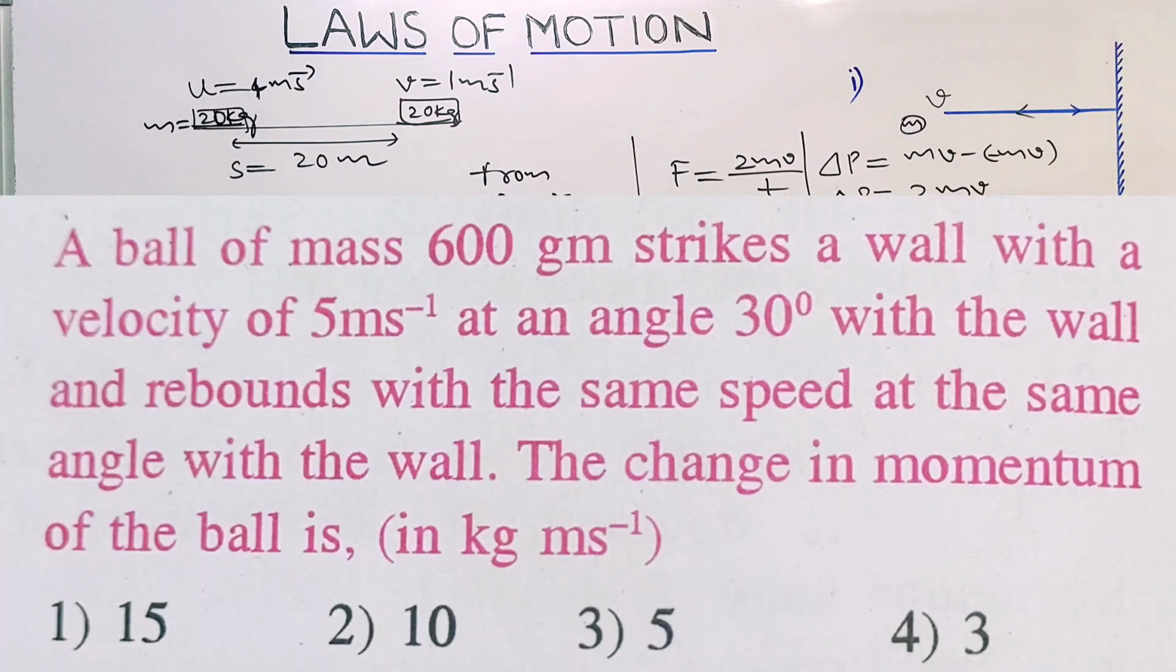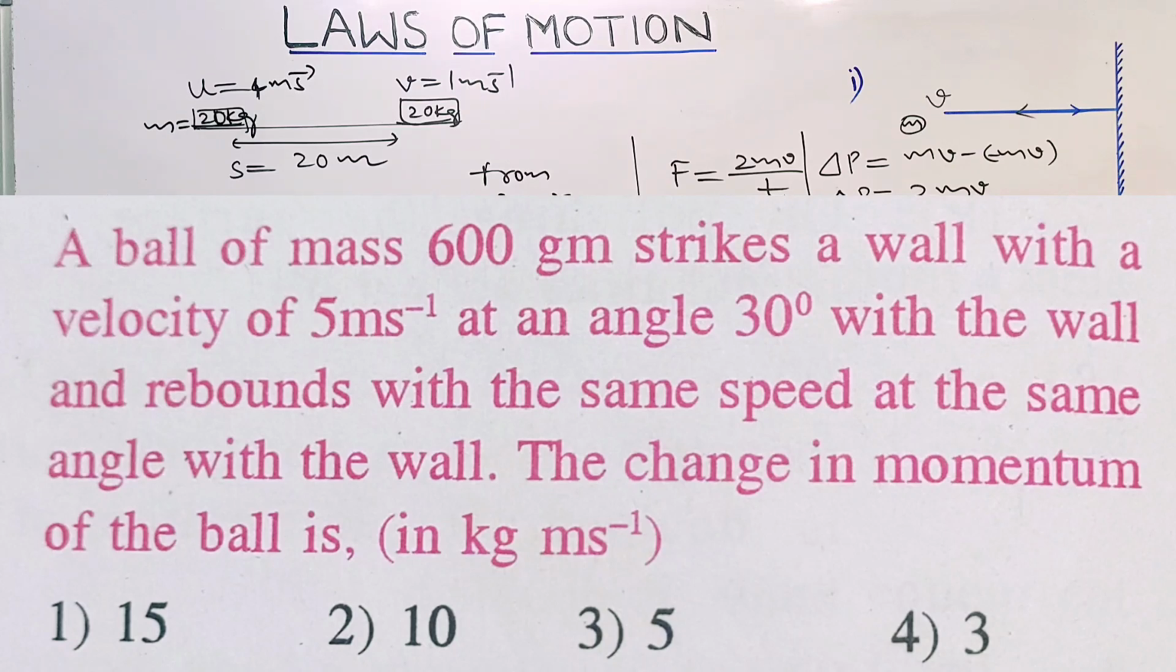Next problem you can check. A ball of mass 600 grams strikes a wall with a velocity of 5 meters per second at an angle of 30 degrees with the wall and rebounds with the same speed at the same angle with the wall. The change in momentum of the ball is.